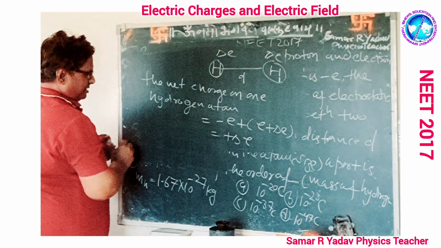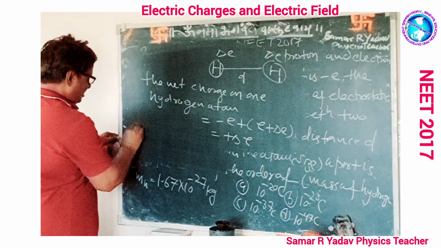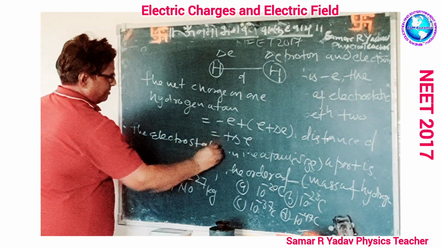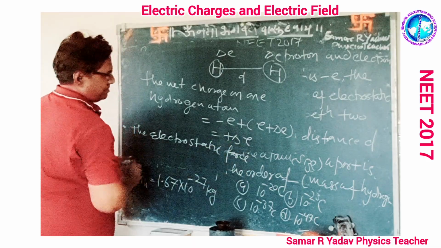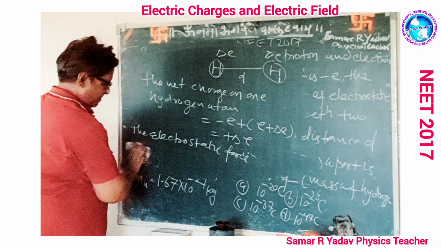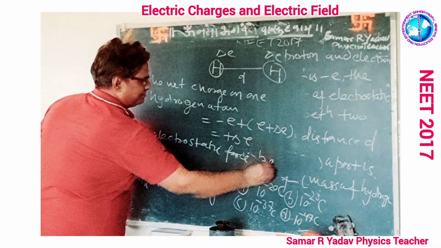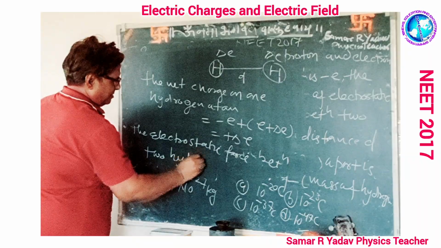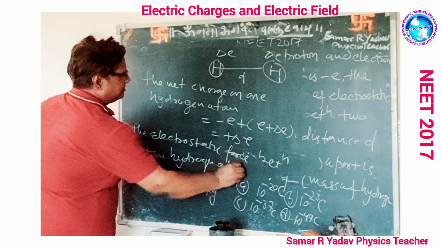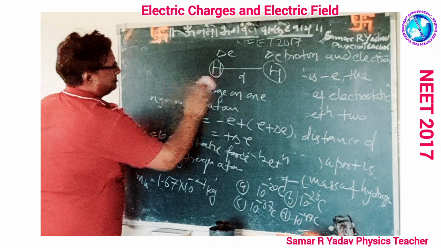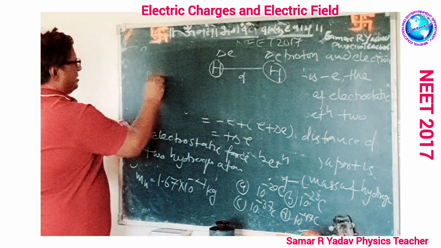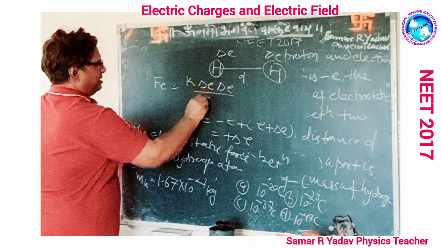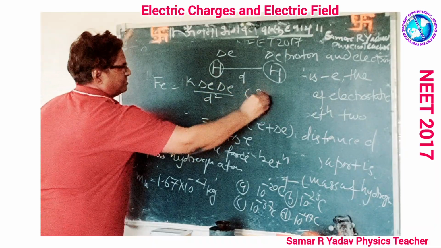Now the electrostatic force acting between the two hydrogen atoms, therefore Fe is equal to K into delta e square upon d square, that is a repulsive force.